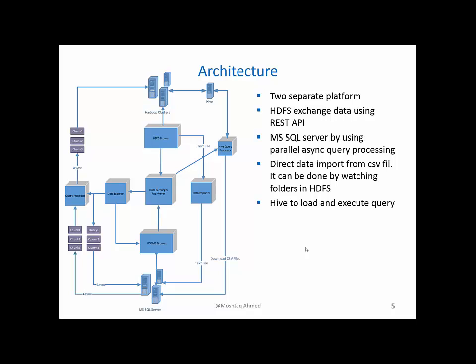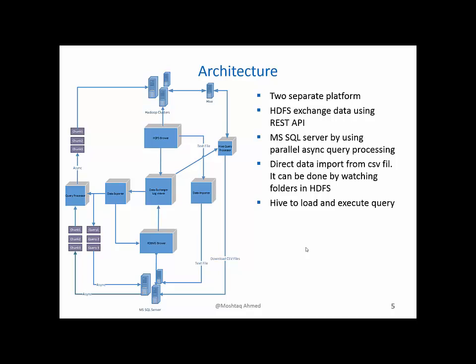I have also created a Hive query processor. Once I export the data to the Hadoop cluster in a directory, that directory can be imported into Hive tables, and Hive tables can be queried, and the query result downloaded as a CSV file. That CSV file can be uploaded back to SQL Server. So this is the way data can be exchanged from Hadoop to SQL Server, and from SQL Server back to the Hadoop cluster.